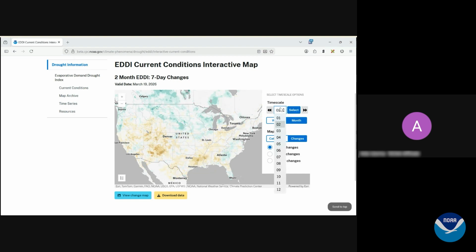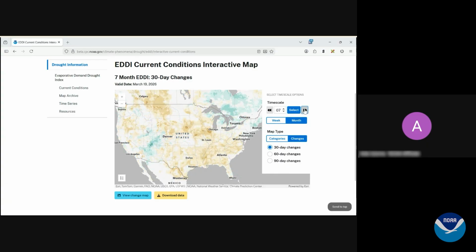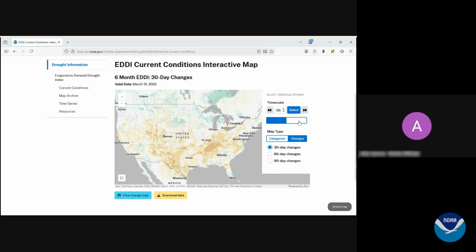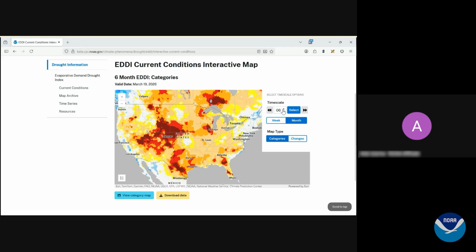You can select the number of the scale directly to go to that, or you can go forward or backwards. And then, you can click back and forth between week and month and changes and category maps. And whatever number is selected here will be reflected in the map type that you select.